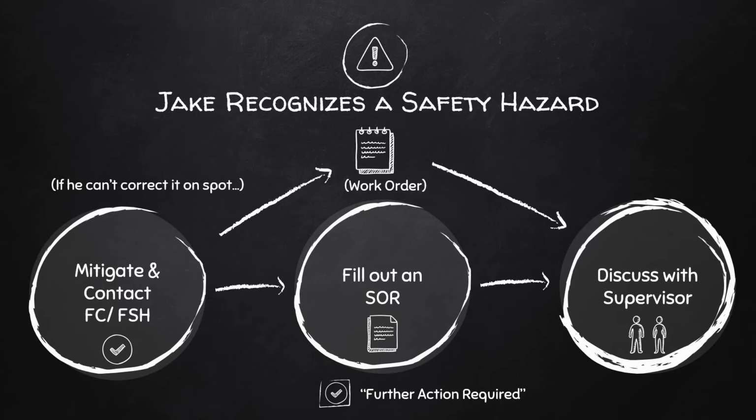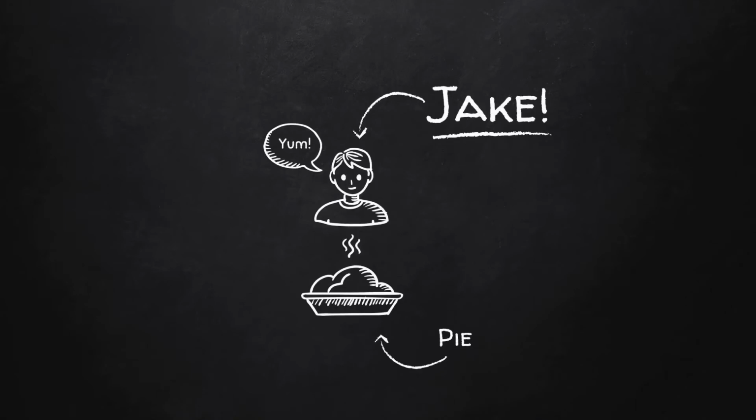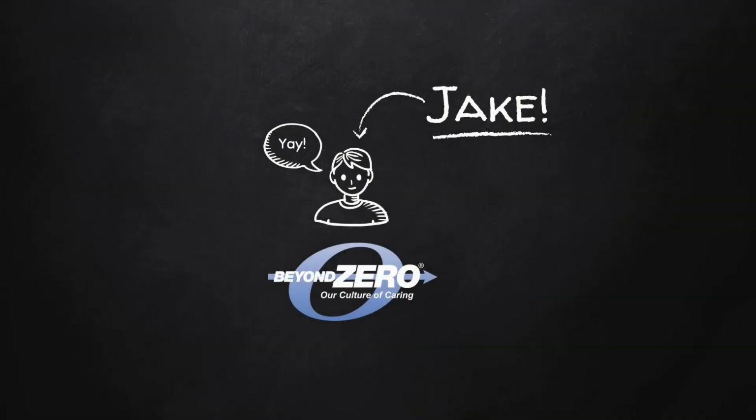In all cases, the subject of the SOR should be discussed with the appropriate supervisor, and all hazards should be promptly reported to facility coordinators or safety heads. That's it. Now Jake can sit back, relax, and enjoy some pie. Or just be satisfied that he participated in an important part of our culture of caring.